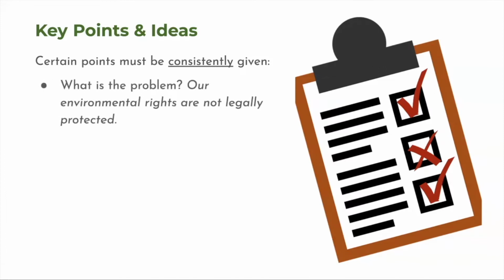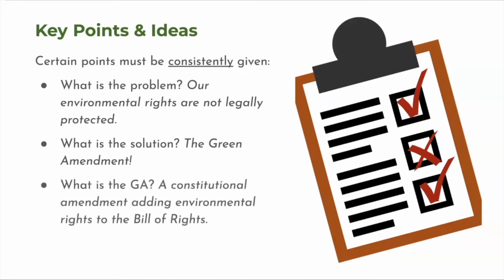So first, we want to make sure we cover what is the problem? Well, our environmental rights are not legally protected. Next, what is the solution? Obviously, the Green Amendment, right? We want to discuss how the Green Amendment is a solution that is directly tied to the problem that we just talked about. Next, what is the Green Amendment? Well, it's a constitutional amendment that adds environmental rights to our Bill of Rights.